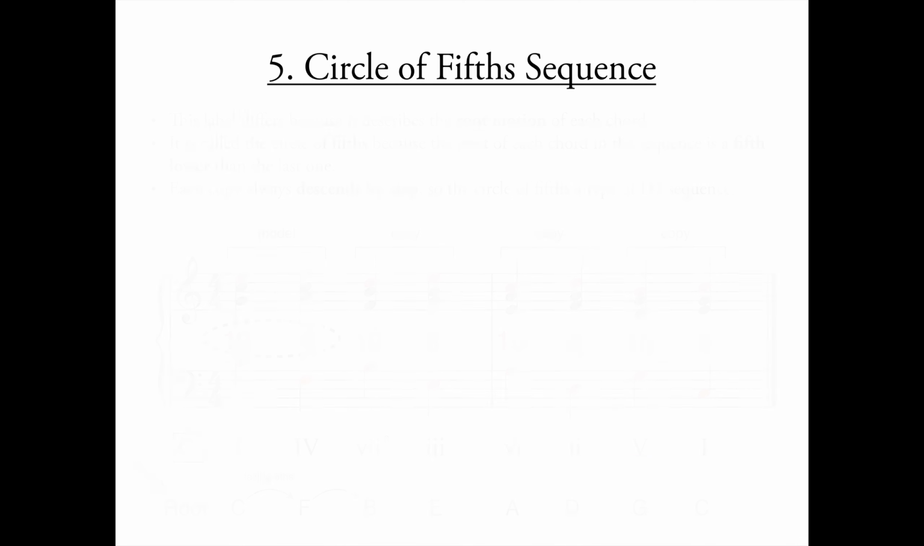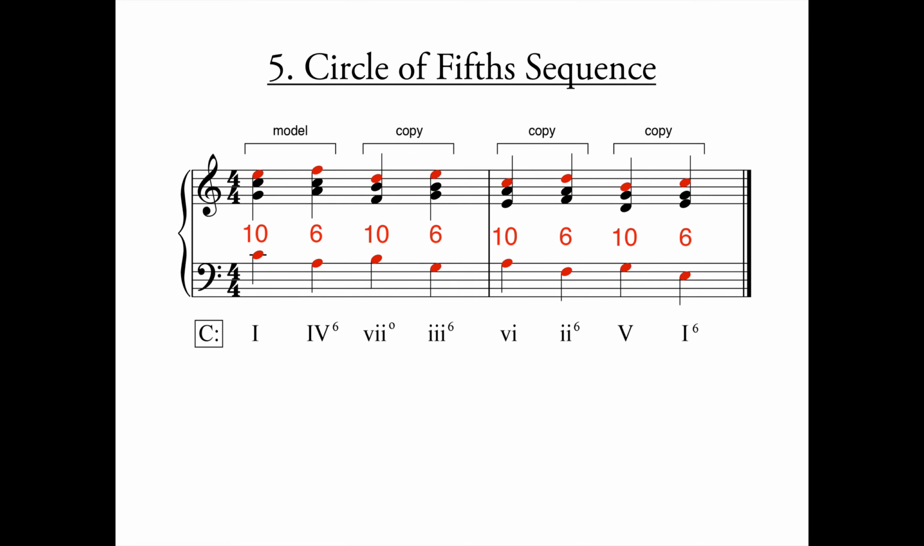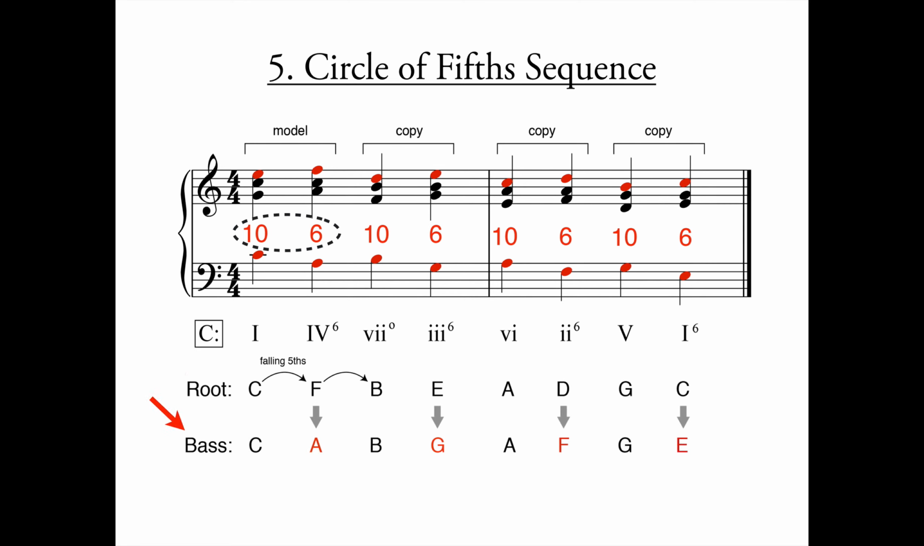Circle of fifths sequences are harder to spot when the chords are in inversion, as shown here. Let's listen. This is the same sequence as the previous example, but now there are inversions on every other chord. This creates a different LIP of 10-6. The important point is that the chord roots still descend by fifth, even though the bass does not.